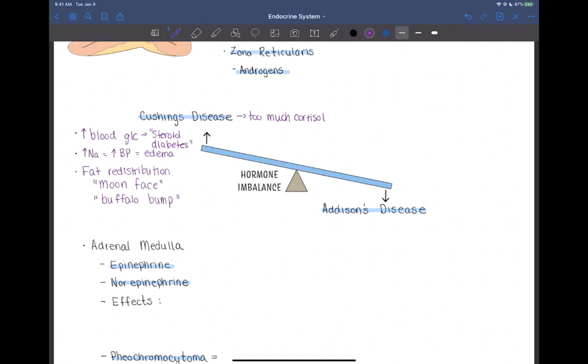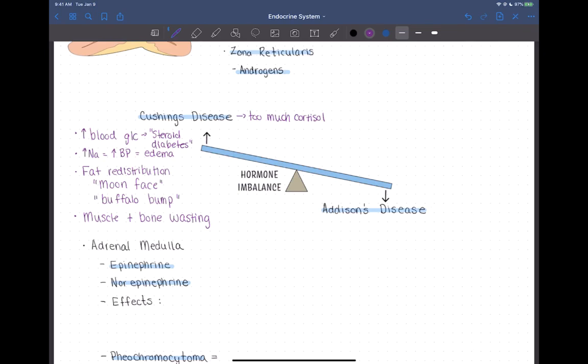All right. And then we'll also see, because of all that protein being broken down, protein catabolism, we can see muscle and bone wasting with Cushing's disease. And so that's from breaking down the protein to use for making glucose, right? To elevate that blood glucose. Okay, so that is Cushing's disease with too much cortisol.